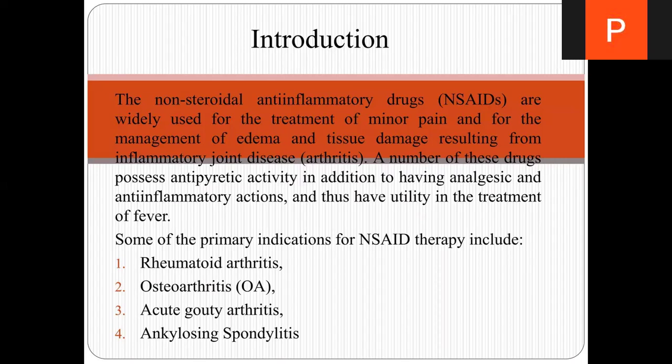Analgesic means these are the drugs which are used to reduce the pain. Anti-inflammatory means these are the drugs which are used to reduce the inflammation. So that's why we call them anti-inflammatory drugs, and thus they have utility in the treatment of fever. Antipyretics are the drugs which are used to reduce elevated body temperature. Some of the primary indications for NSAID therapy include rheumatoid arthritis, osteoarthritis, acute gouty arthritis, and ankylosing spondylitis.